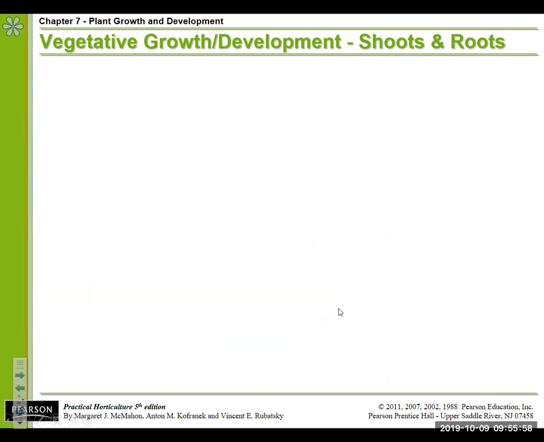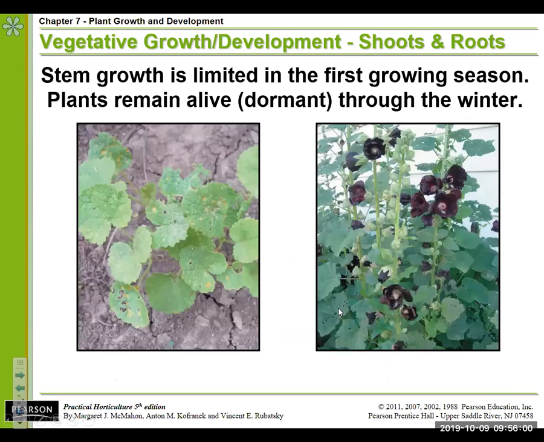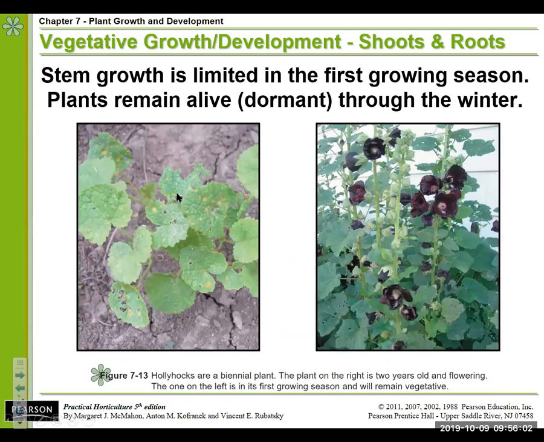And many of the biennials will look like this. In this case, the hollyhock here, a biennial plant, is producing a basal rosette. And by basal, I'm talking about it's growing at the base of the plant. So they're growing all their leaves right there at the base, growing a very long, extensive root system.